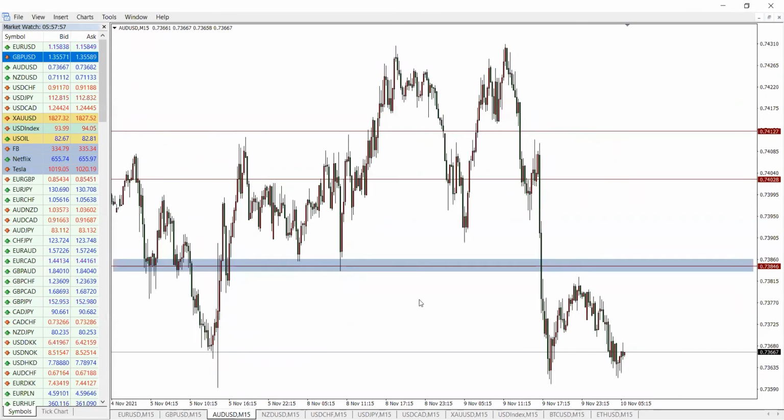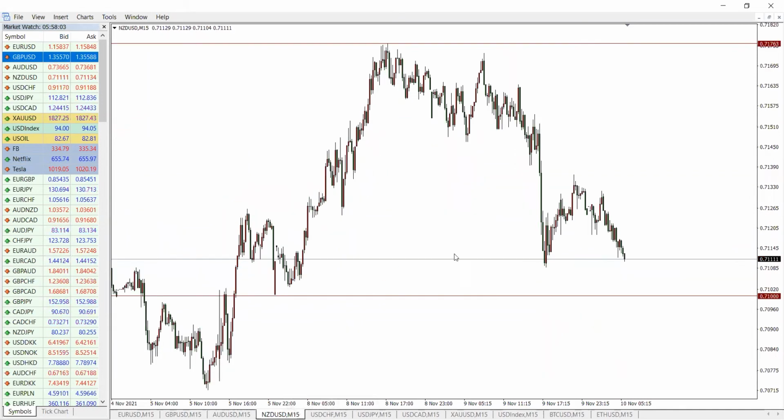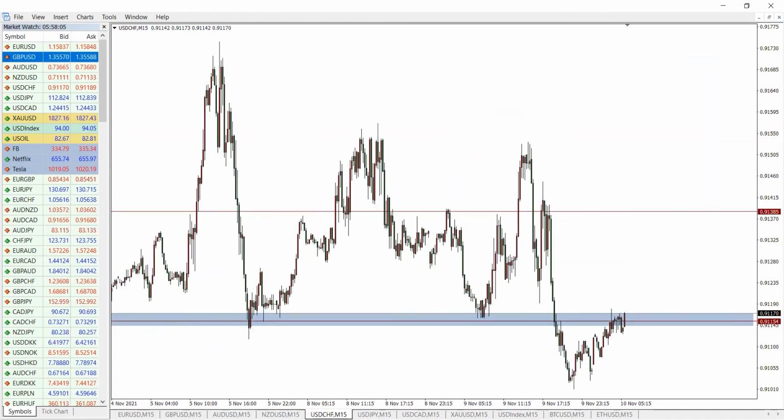Looking at the Aussie, you can see the Aussie 2, nothing to write home about. The Kiwi, Kiwi 2, nothing to write home about. Swissy, look at them very well. Swissy now is actually at an area of interest here, but it's not looking so palatable.